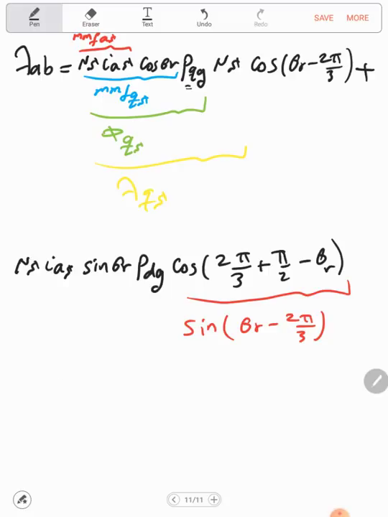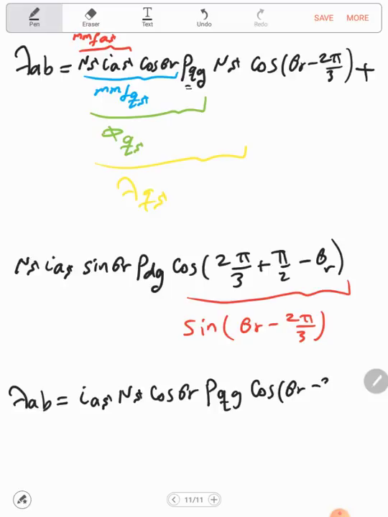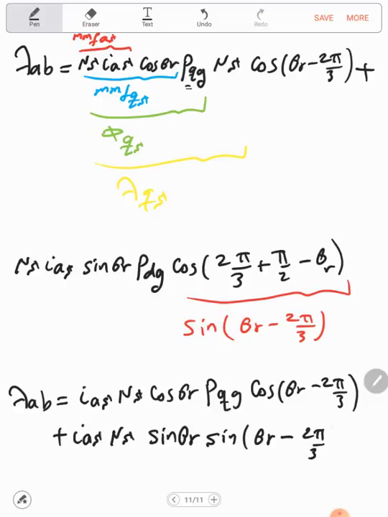So now we can write the lambda AB equal to I_AS N_S cosine theta r times P_QG cosine (theta r minus 2 pi over 3) plus I_AS N_S sine theta r times sine (theta r minus 2 pi over 3), multiplied by the permeance in the direction of the D of the gap.